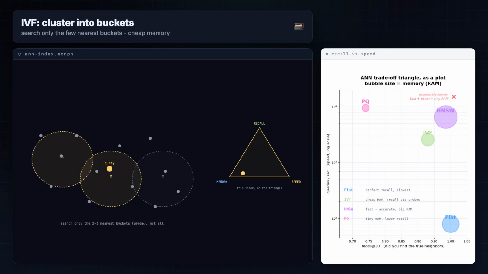Now morph to IVF, inverted file: cluster the vectors into buckets ahead of time. At query, only search the few buckets nearest the query, not all of them. Cheap memory, fast build, but recall now depends on how many buckets you probe. Probe too few and you miss neighbors that sat just across a bucket line.